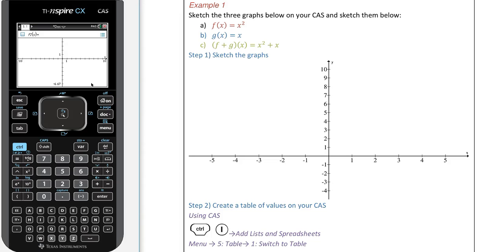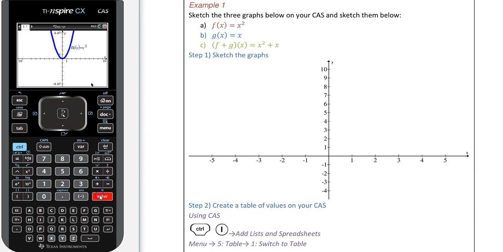Example 1 would get us to sketch these three equations on our CAS calculator, and then we'll do it by hand. And we're actually just going to look at what the f plus g graph looks like in comparison to the other two. So first step, let's just graph them into our CAS calculator.